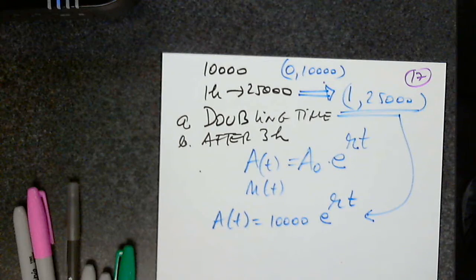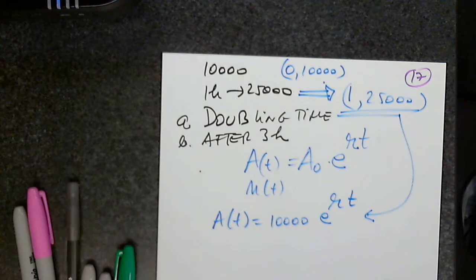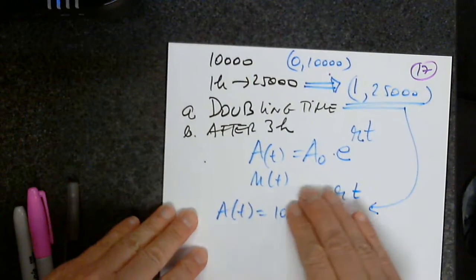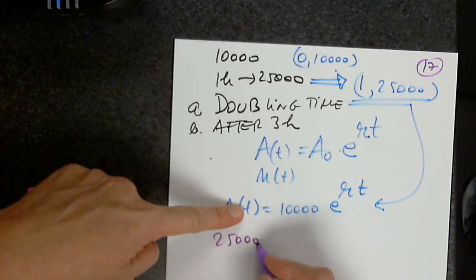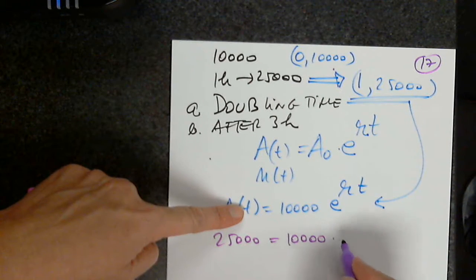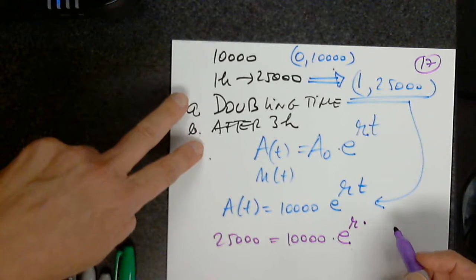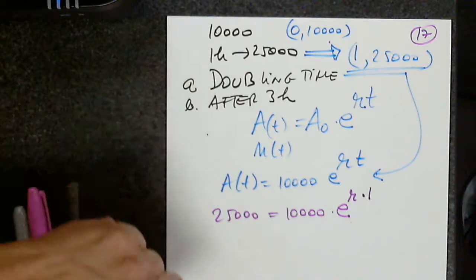Some books call it R, some books call it K. So you want to use K? I'll change it to K. No, R is fine. Okay, perfect. So then now, please tell me how to plug the point in here. Exactly. This is 25,000 equals 10,000 times e to R multiplied by 1. I shouldn't write it because it's not good.